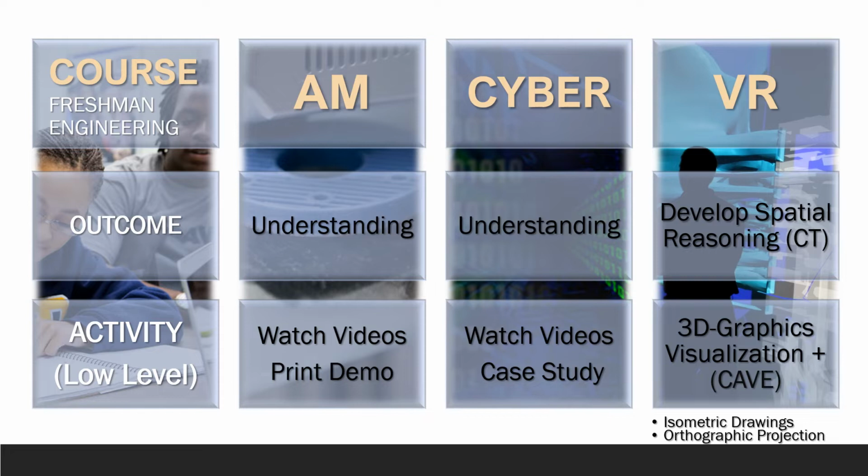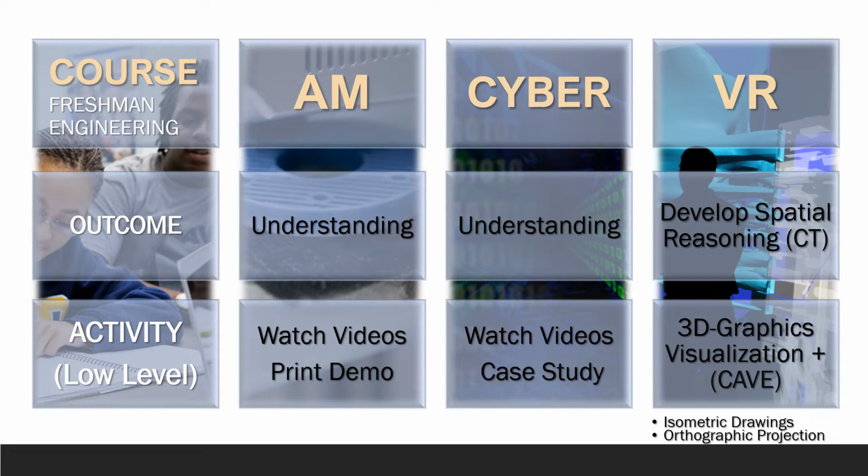This is an overview of the core strategies that will be implemented in the Freshman Engineering 1 CSAM course units. We have a set of outcomes that have been determined and activities that will go along with each one of those outcomes. First, in line with additive manufacturing, we intend to generate understanding in students of what is additive manufacturing. This will be done by allowing them to watch videos and providing a demonstration of an additive manufacturing print job.